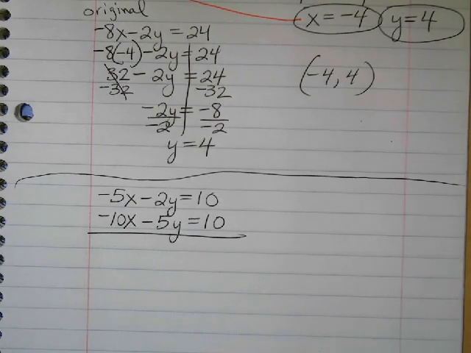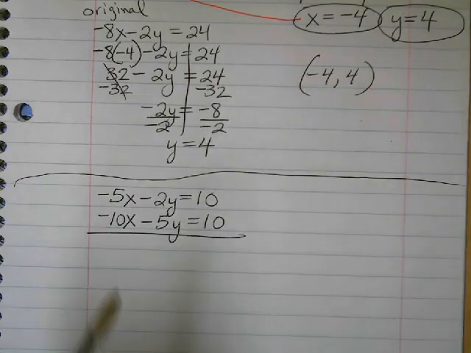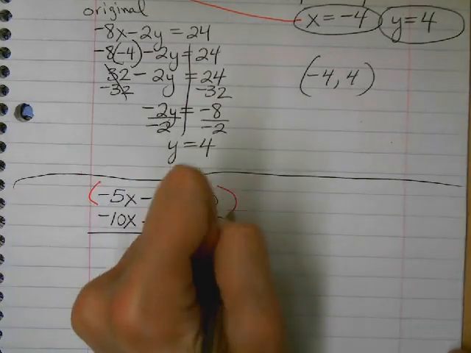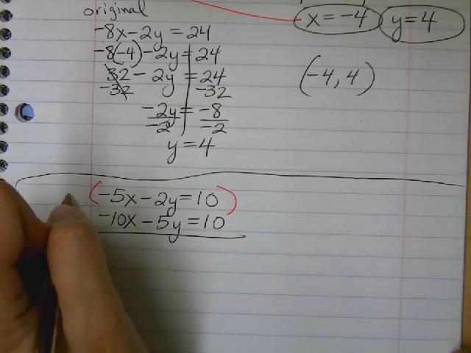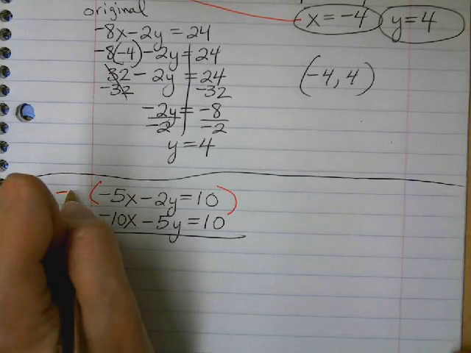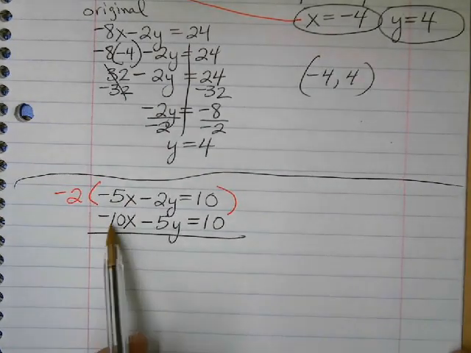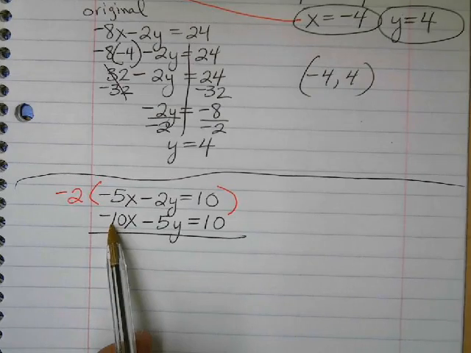Okay, Savannah's got an idea. We would have to times the top one by negative 2. To make what? To make the negative 5 into a positive 10. Great job. If you times the top problem by negative 2, then this will turn into 10x, and that's minus 10x, and they'll cancel each other out.